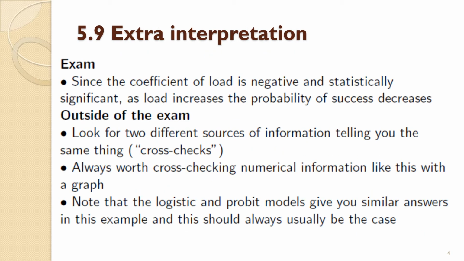So in terms of extra interpretation then, just trying to emphasize that these are probability regression models, so slightly different to the classical linear regression models. I've said this in the first bullet point: since the coefficient of load is negative, as load increases, the probability of success decreases. So again, emphasize that these are probabilities because these are probability regression models, and that you write this down in the Queen's English the opposite way around to how you work it out on the previous slide.